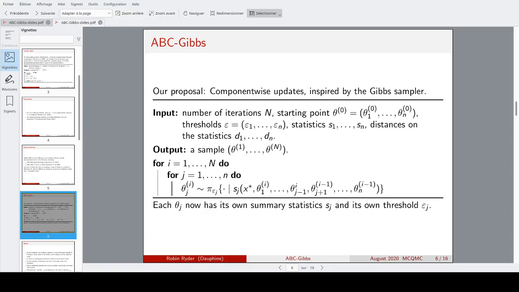It's also going to be easier to choose smaller values of epsilon, since we are now working in dimension 1 at each step, rather than in dimension, say, 20, and so we can get closer to the observed data. So this is the idea behind the algorithm. We're going to see during this talk that it can work in practice, that it's reasonably straightforward to implement, and that it has some neat theoretical properties.